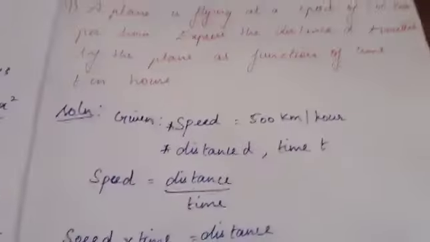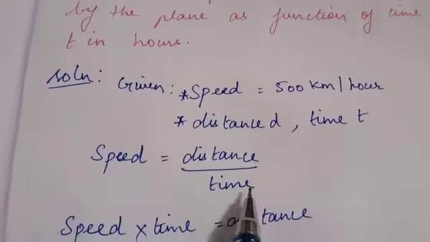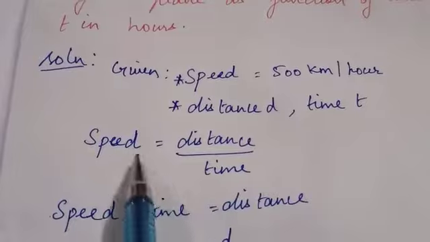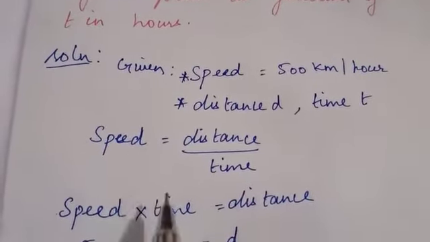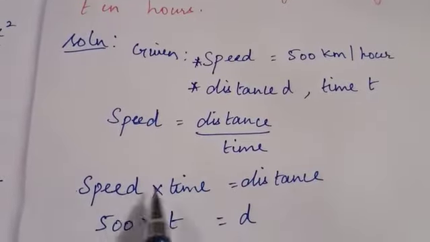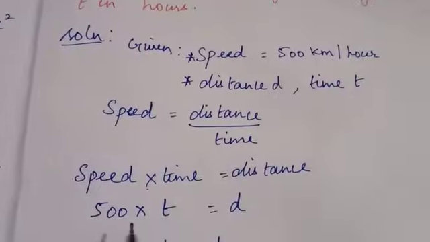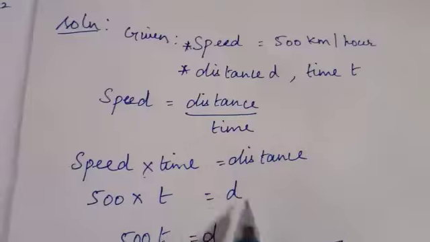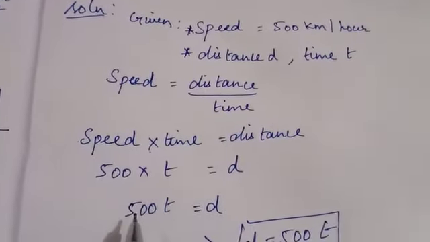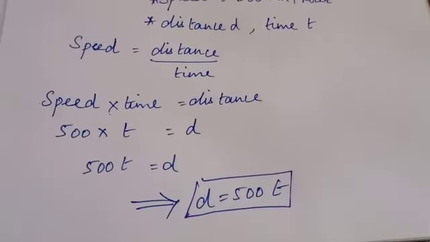So now what do we have to find? We have to find the distance. So now the speed formula is speed is equal to distance by time. Now I'm taking this time to the left hand side. Since it is in division, when it comes here, it becomes multiplication. Speed into time is equal to distance. So what is the speed given? 500 into time, which is t. Distance is d. So 500 into t is 500t is equal to d. So our distance is 500t.